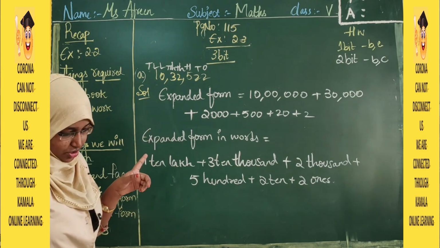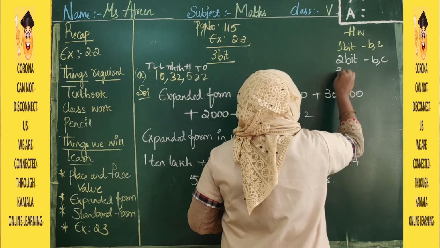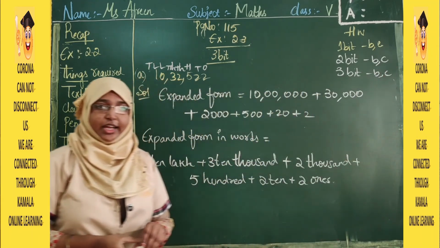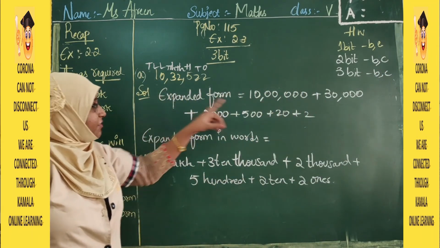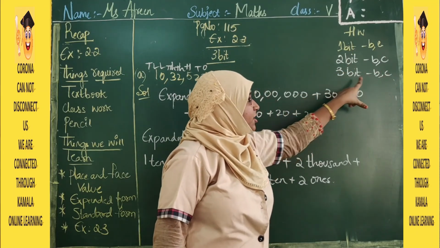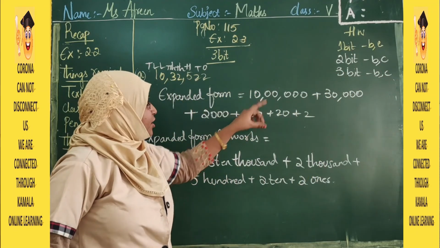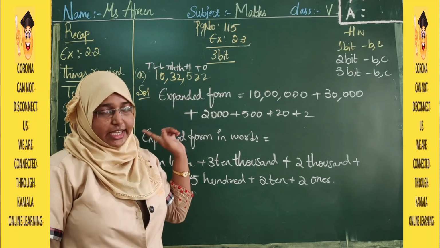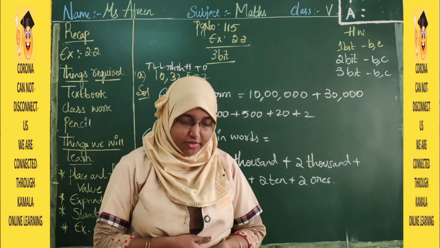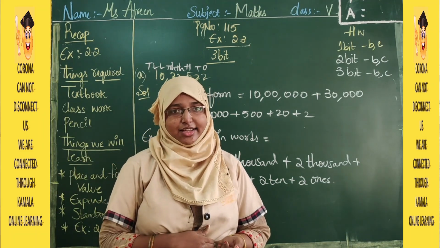So similarly, you just write B and C. Hope the class is very clear. So in first bit I have given B and E, in second bit B and C, and third bit B and C. The same way you follow by seeing the first and second one and try to solve those problems. Okay. Hope this class is very clear. We will meet up in our next class. Thank you.